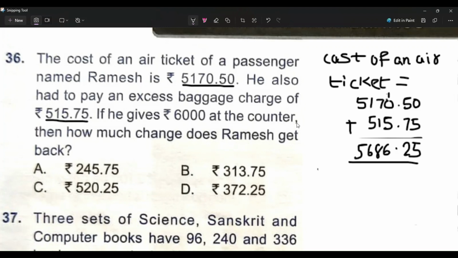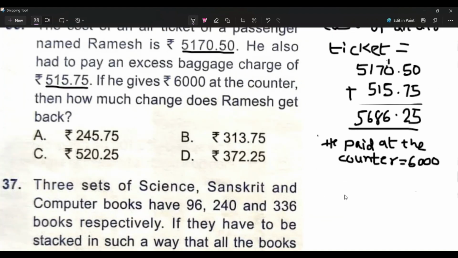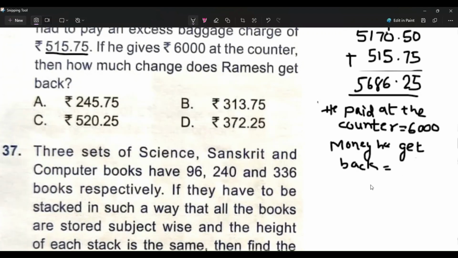If he gave 6000 at the counter, so he paid at the counter, equal to 6000 rupees. How much change does Ramesh get back? So money he gets back is equal to 6,000 minus 5,686 rupees 25 paisa.